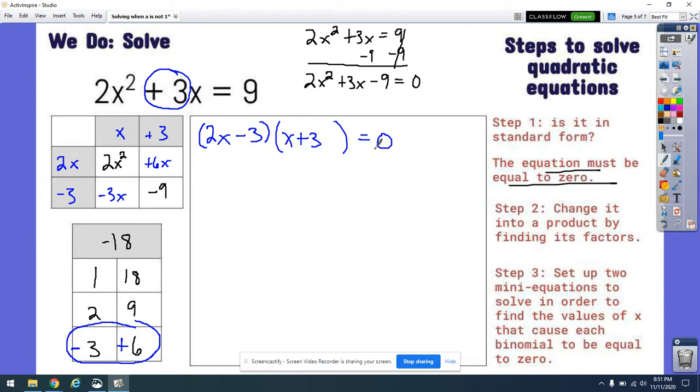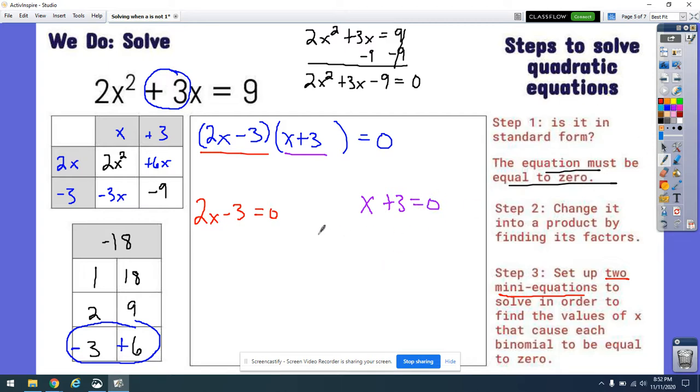Now, because it's set equal to 0, we can apply the zero product rule. What that means is I can take each one of my binomials and set it equal to 0. So I'm going to break them off. I'll take the first one, in red, 2x minus 3, set equal to 0 for my two mini equations. And then my second one, in purple, x plus 3 equals 0. Then let's solve.